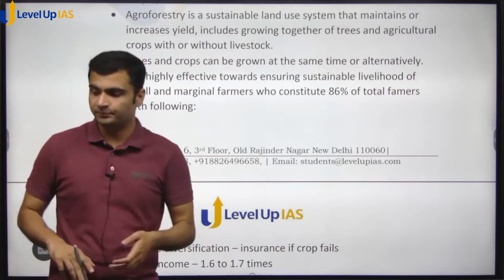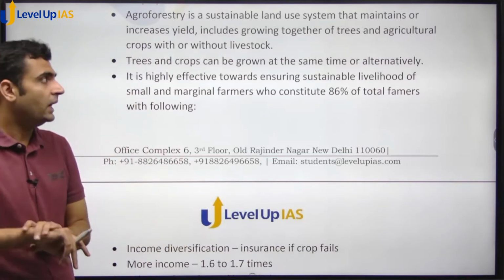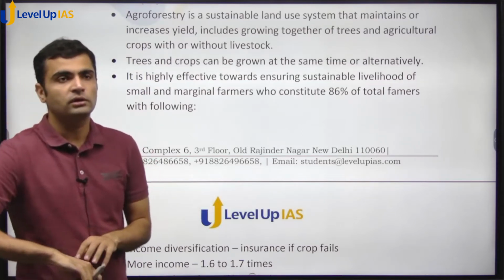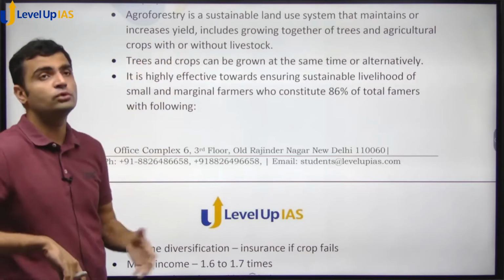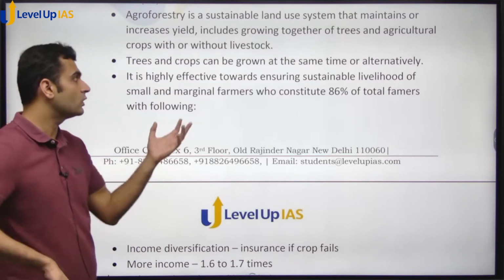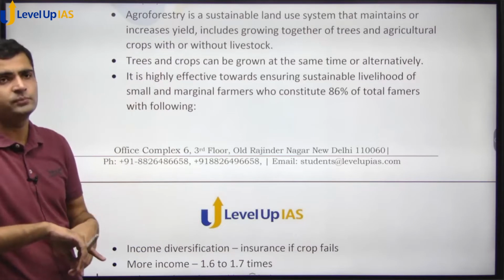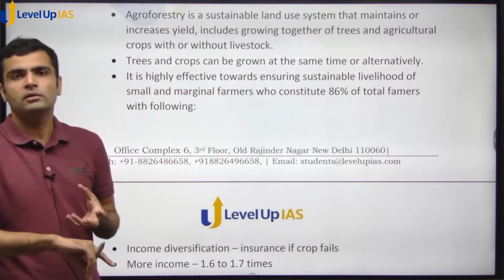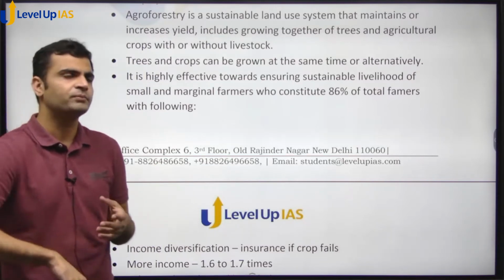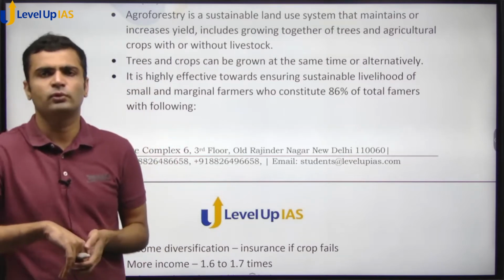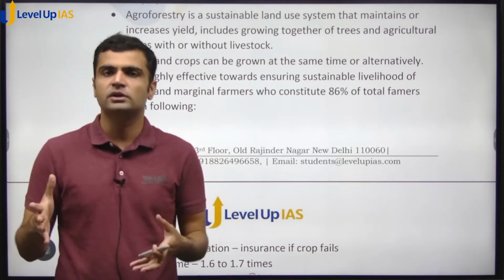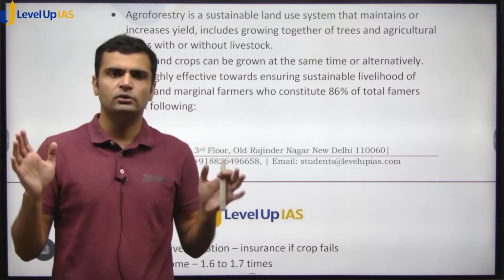Now, what is agroforestry? Agroforestry is a sustainable land use system that maintains increased yield, that will ensure that yield increases, that includes growing together of crops as well as trees, and it may or may not include livestock farming together with it. So basically, trees and agriculture crops are grown together or alternatively. There are agroforestry systems wherein you'll grow crops for 1 year, then you'll plant trees there for a certain regeneration period, then you'll again grow crops, or you can do alley cropping.